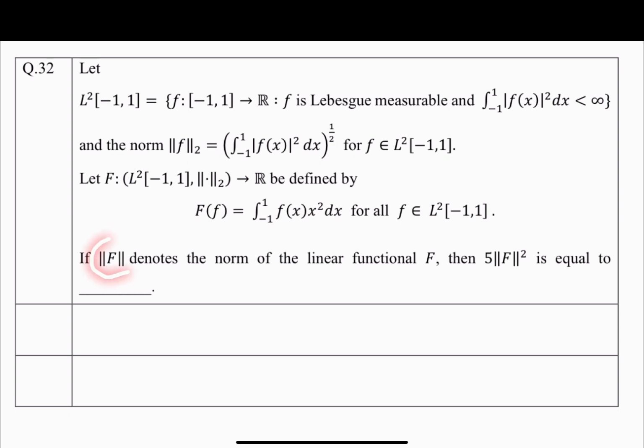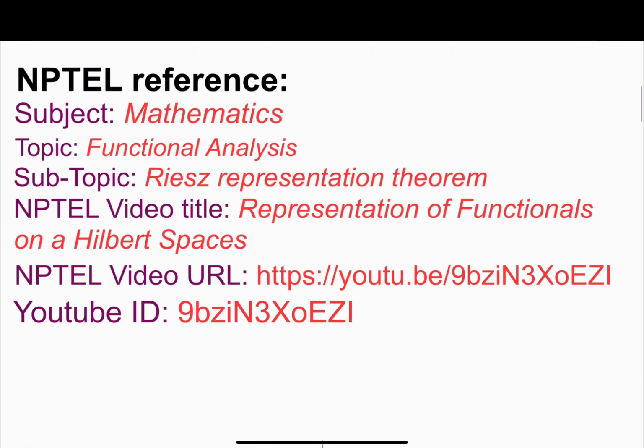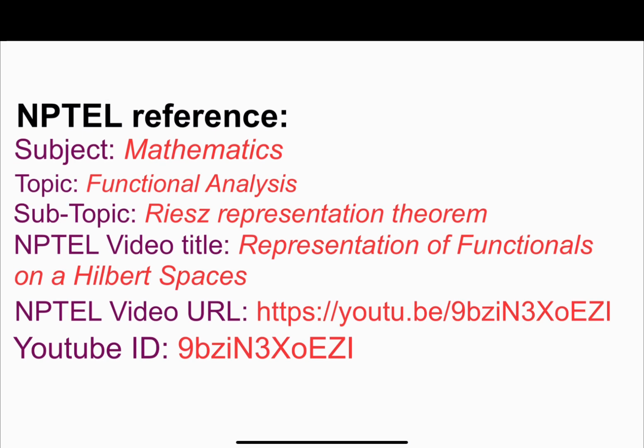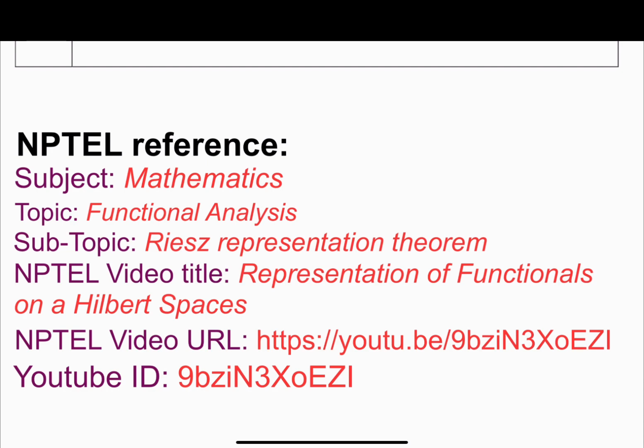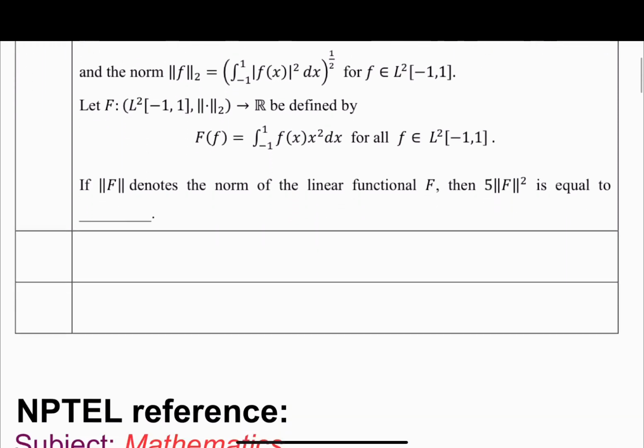Then you have to find the norm of this functional. Means if this denotes the norm of the linear functional, then you have to find the norm of phi, the functional, where f is the function. What will be the value of this? Okay, so this is the NPTEL reference, so you can look at it in order to solve this. Okay, we will use the Riesz representation theorem basically to solve this problem.